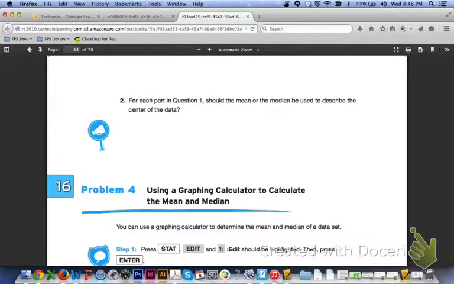Right, what I'd like you to do next is finish problem 2. For each part, should the mean or median be used to describe the center of data? You can go ahead and do that now.